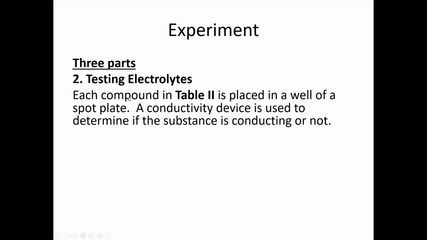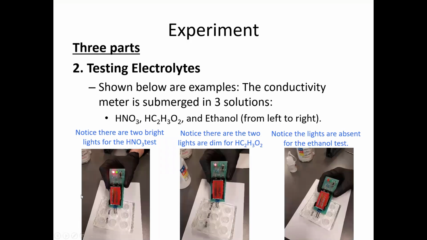The second part of the experiment is to test electrolytes. We'll use this device. Basically, it's a battery, a switch, and a couple of LED bulbs. This end is connected with the electrolyte. That will close the circuit, and then you will see the bulb light up. If there's not enough current, just barely some current, then you'll see a dim light. If there's no current at all, then there is no light.